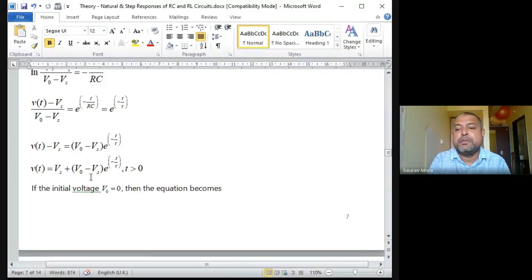V(t) is equal to Vs plus (V0 minus Vs) into e raised to minus t by tau. Now what is Vs? Vs is the supply voltage. Supply voltage means if you are connecting a unit step, that means 1 volt, at that time Vs should be equal to 1 volt. What is meant by V0? This is very important. Whenever you are doing this kind of experiment, you should know all the parameters. What is tau? Tau is nothing but R into C.